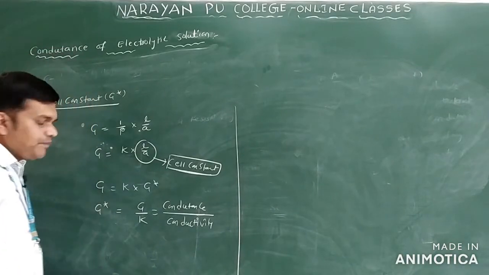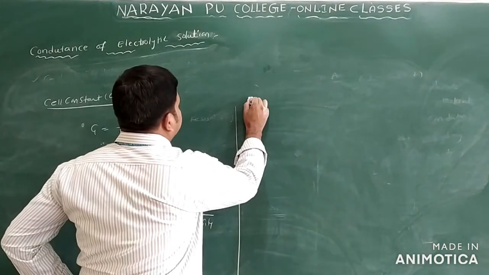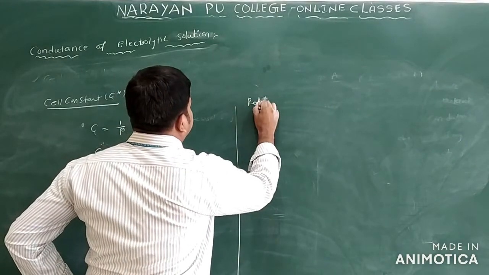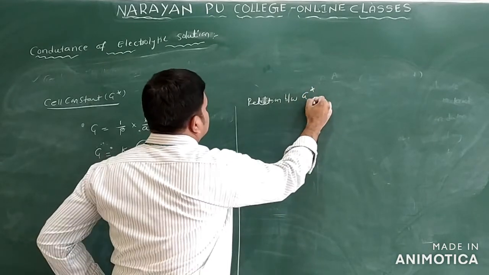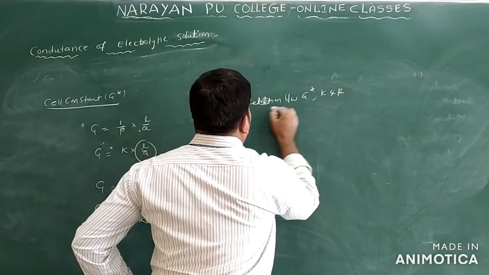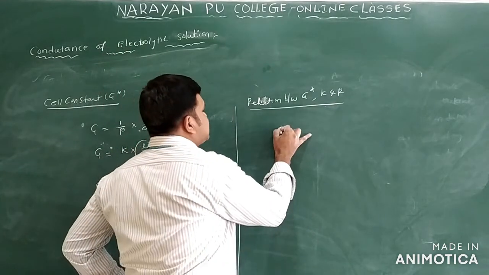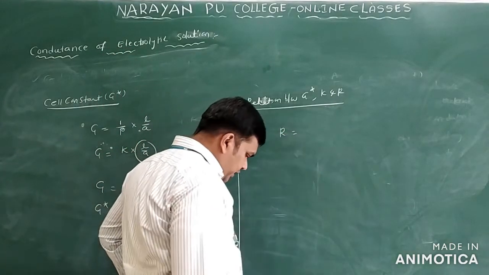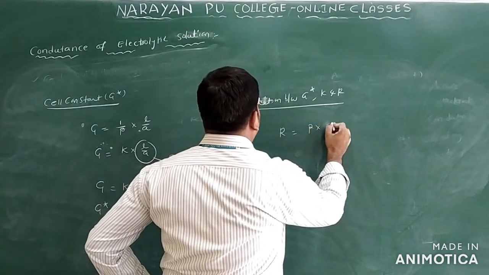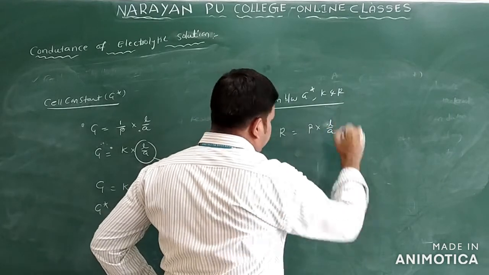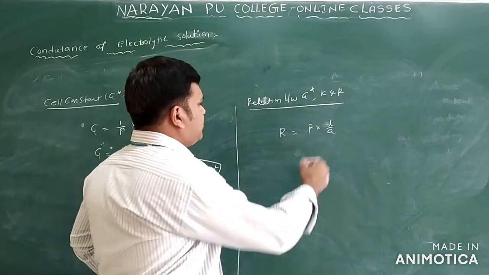Generally I will take this expression in one more form, the relation between G star, K and R. Resistance I am taking here. So generally resistance R is equal to rho into L by A. This is the formula we have. Resistance is directly proportional to it.